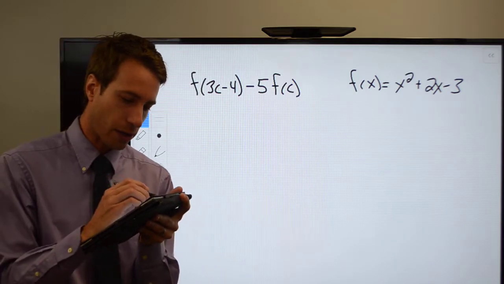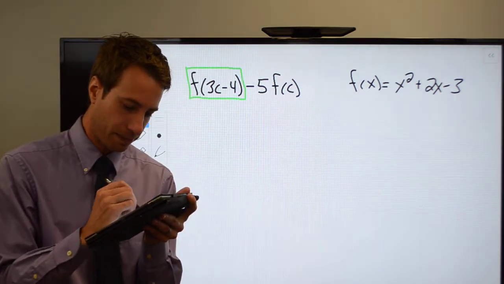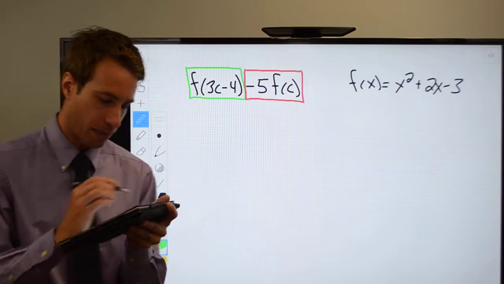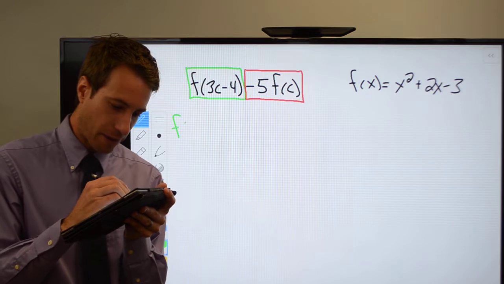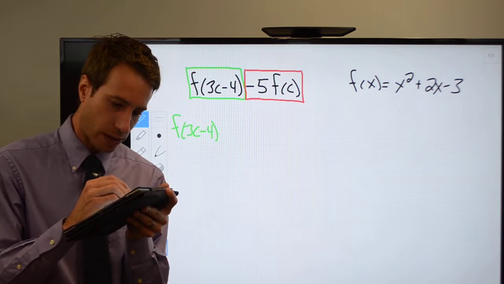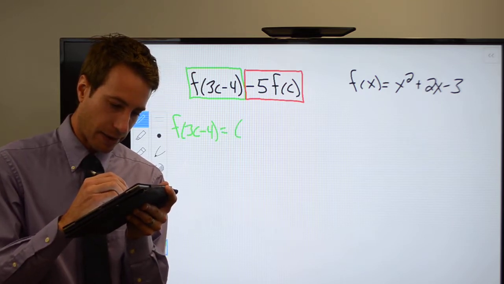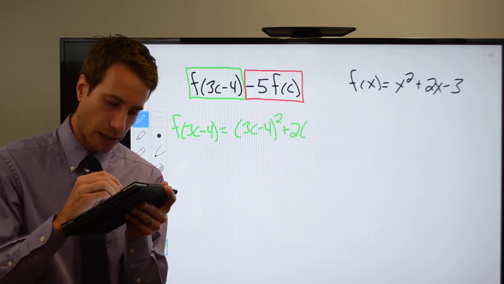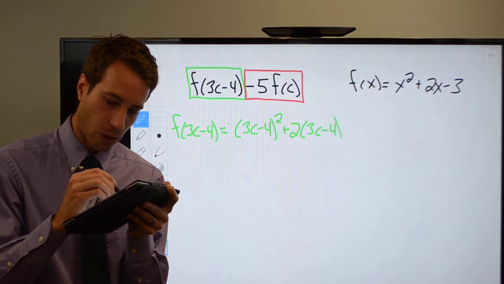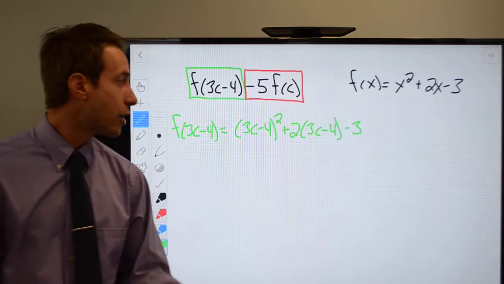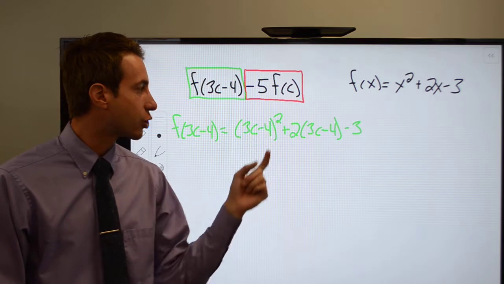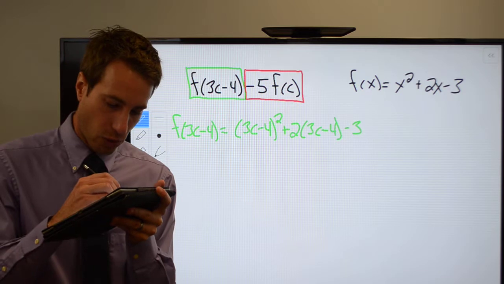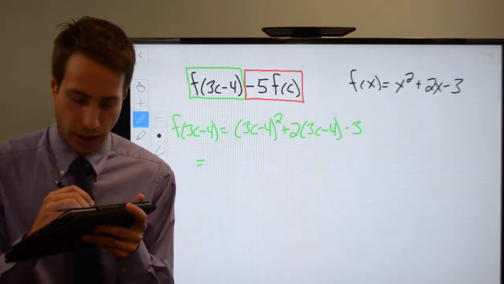Here's the way it's going to work. I'm going to do this part right here, we'll make that green. This part right here, we'll do in red. Here's my green part. f of 3c minus 4 is going to be equal to 3c minus 4 squared plus 2 times 3c minus 4 minus 3. Okay, no big deal. Again, this is a binomial and it's squared, so you're going to have to FOIL. So we FOIL that out, and what you wind up with is 9c squared.